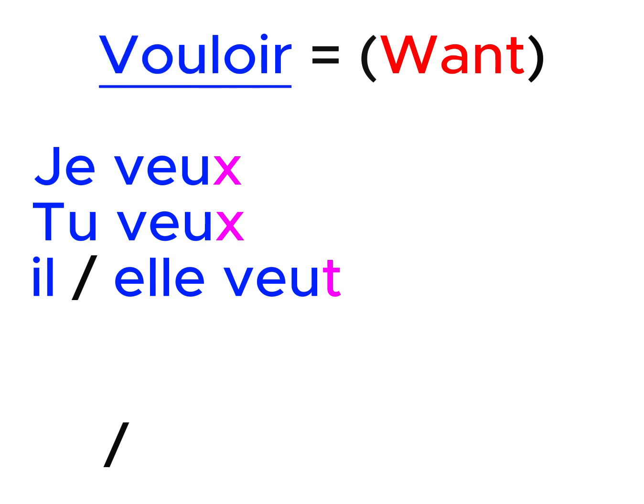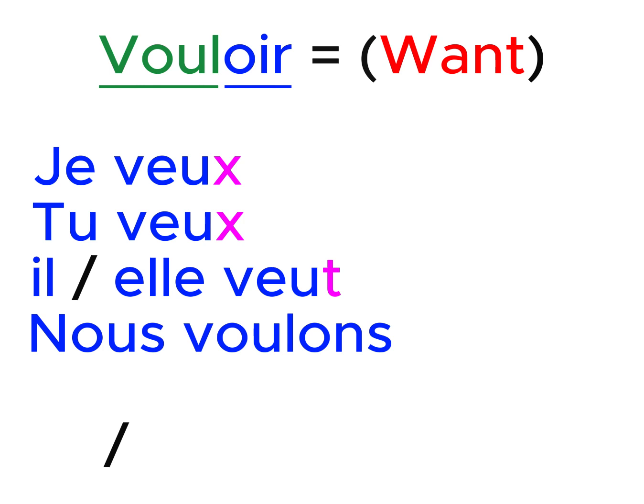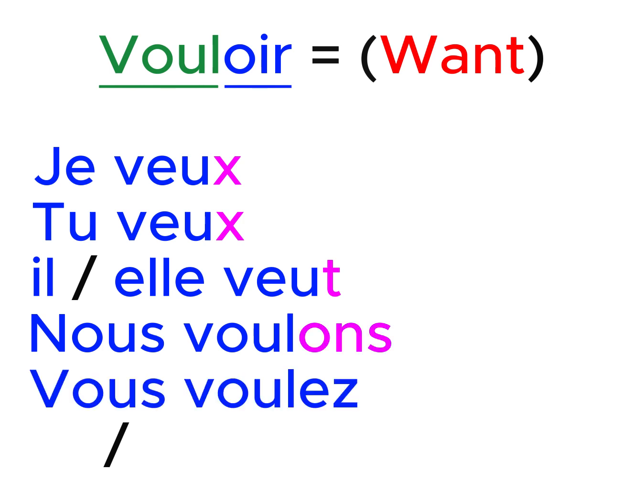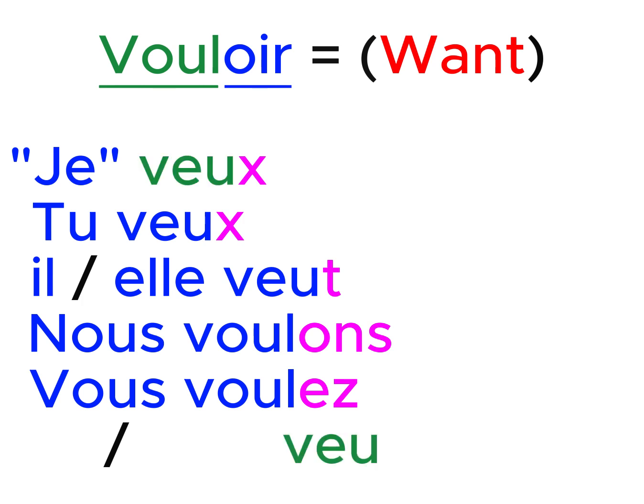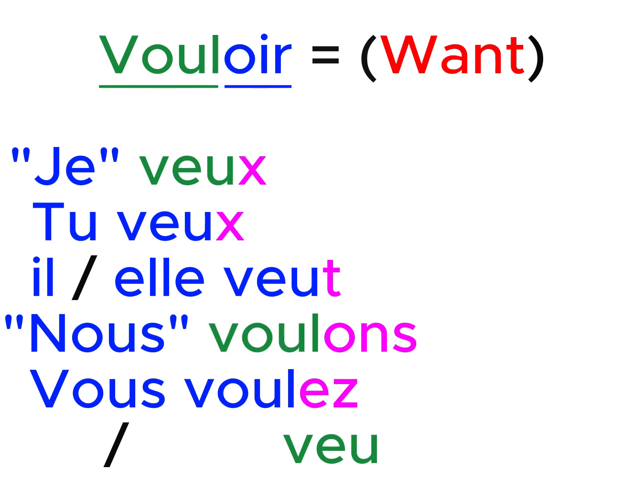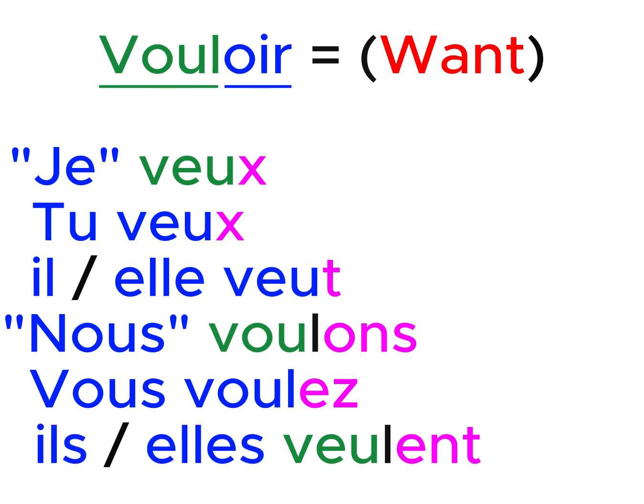Then, we will continue with the first two persons of the plural by taking up the base of the infinitive. Nous voulons. Vous voulez. After having taken this into account, we will be able to take up the base of the singular with Je, then, in the base with Nous, we will take up the last consonant there, to finally put the ending there, which gives us Ils veulent. Elles veulent.